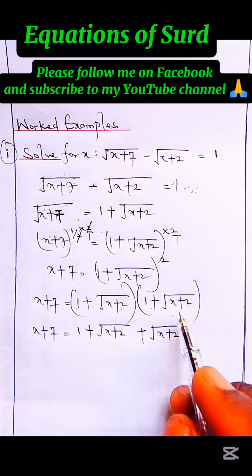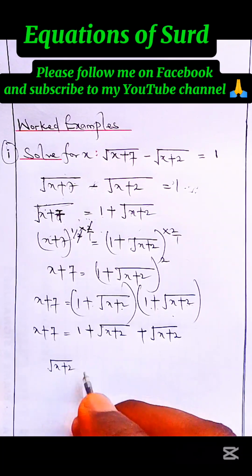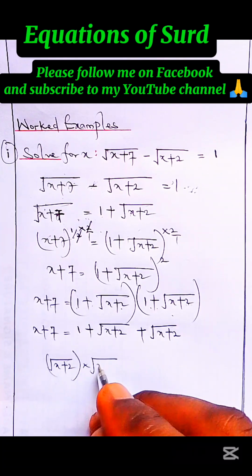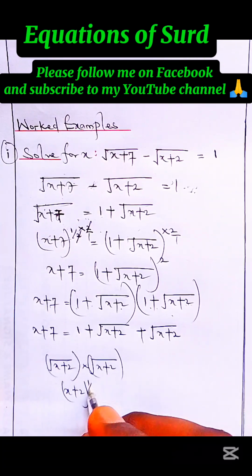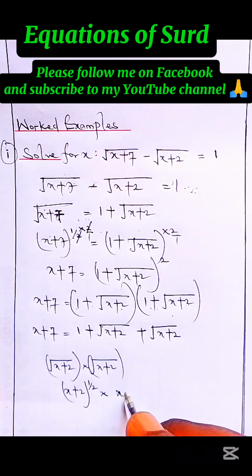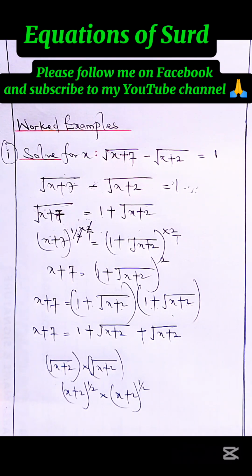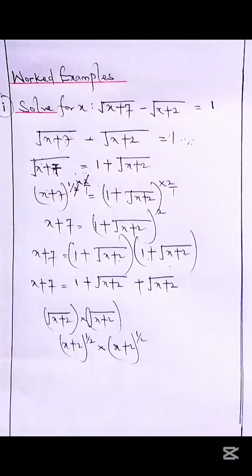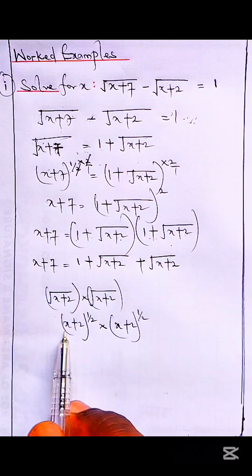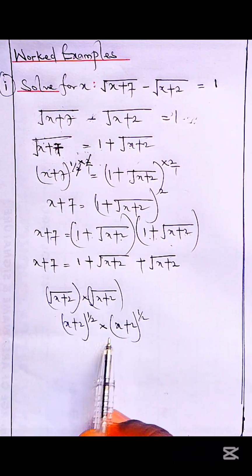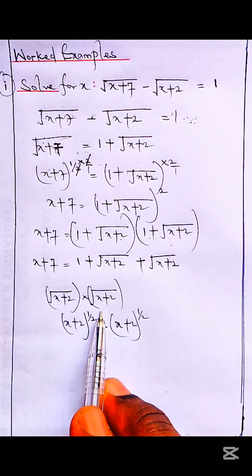Now you need the basic knowledge of indices, very important here. If we are given root x plus 2 times root x plus 2, what does that mean? It means x plus 2 raised to power 1 over 2, which is the root, times x plus 2 raised to power 1 over 2. Now whenever the bases are the same, as you can see, the bases are the same and the powers are also the same. But let's look at it from this angle. Whenever the bases are the same, under the product rule for indices, you pick one of the bases, multiplication becomes addition.